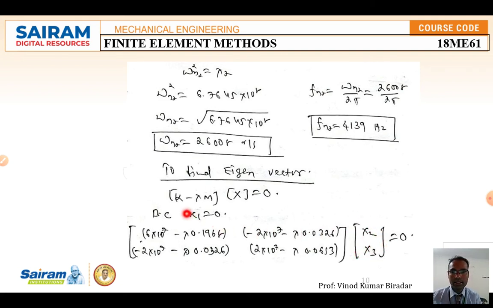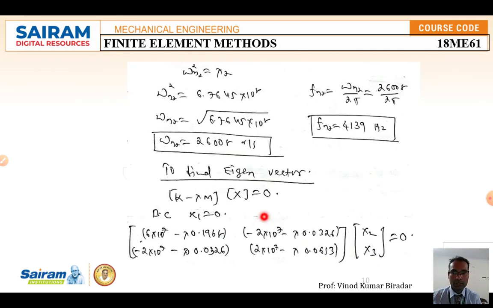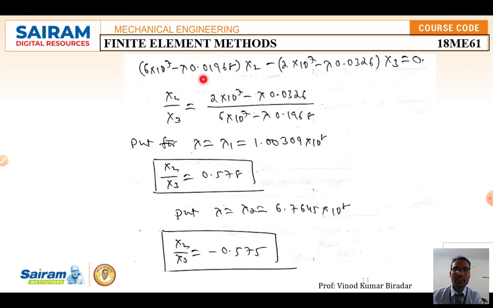This k we already calculated, so this value has to be substituted. Here x1 is 0, so after deleting the first row and first column, what is left is x2 and x3, which is equal to 0. Now you simplify this, and in terms of x2 and x3 you are going to get x2 by x3 is equal to this. Put the lambda 1 value in equation number 1. If you substitute the lambda 1 value, x2 by x3 is equal to 0.57. Put the lambda 2 value and you are going to get the x2 by x3 value. These two are called eigen vectors. Like this you have to calculate the eigen values and eigen vectors.